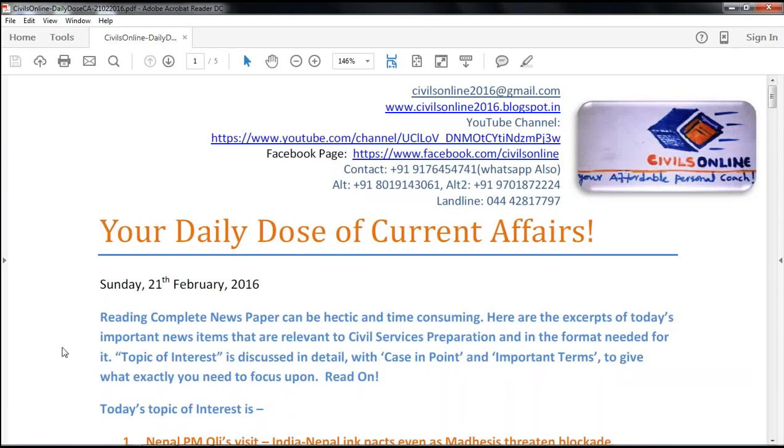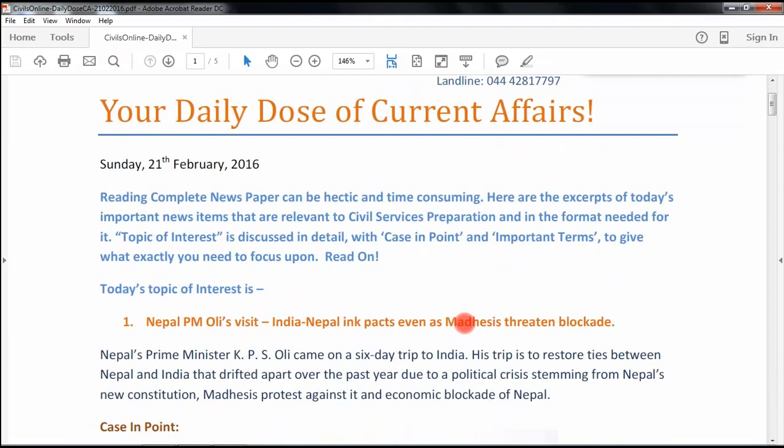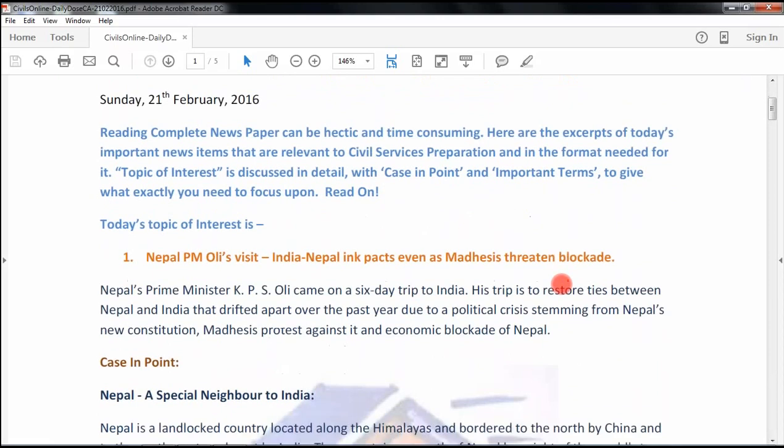And coming to today's topic of interest, it is Nepal PM Oli's visit. India and Nepal ink pacts even as Madeshis threaten blockade. So this is about India and Nepal bilateral relations and the present issue that has been going on in Nepal.